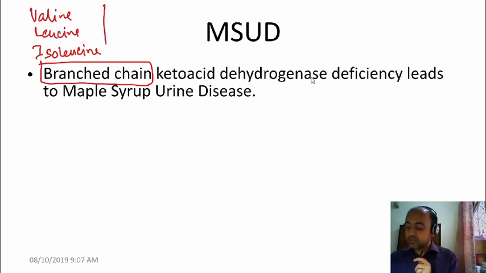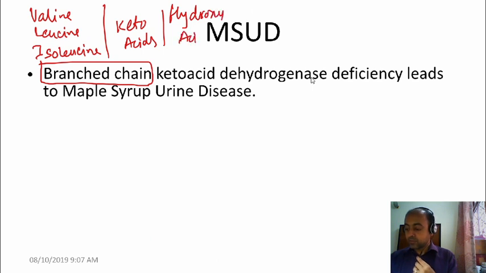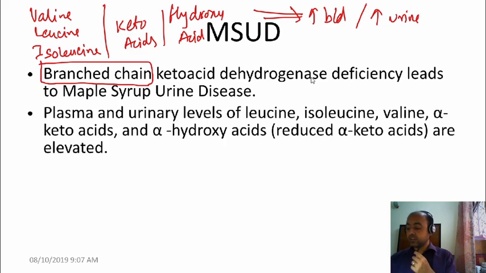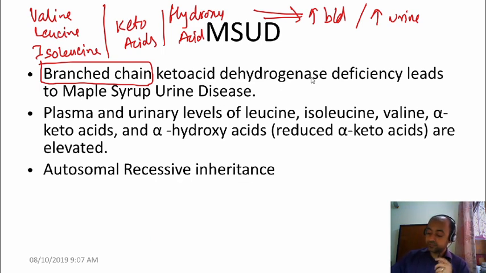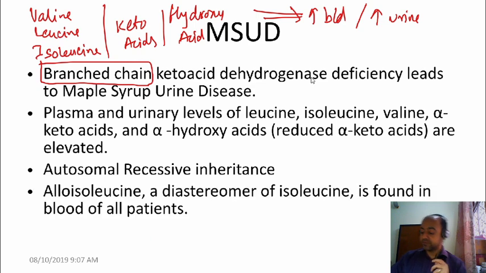So the amino acids, their keto acids, and their hydroxy acids, all of these will increase in blood. If they are increased in blood, they will also be increased in urine. The plasma and urinary levels of leucine, isoleucine, valine, their keto acids and their hydroxy acids are elevated. Both plasma and urinary levels. Inheritance pattern is autosomal recessive.